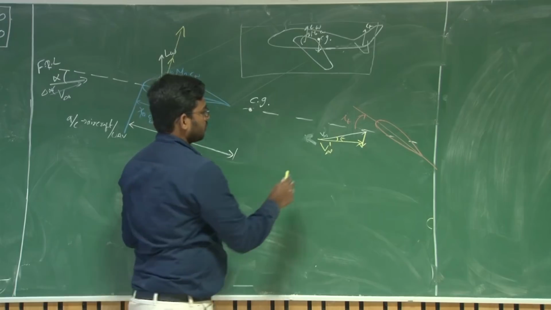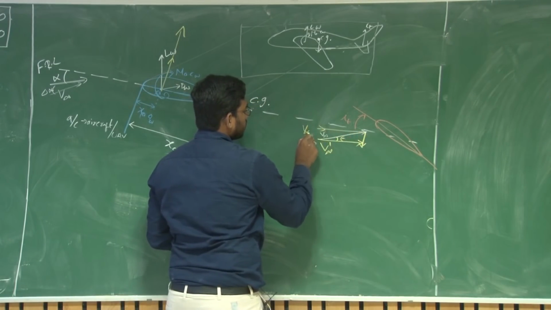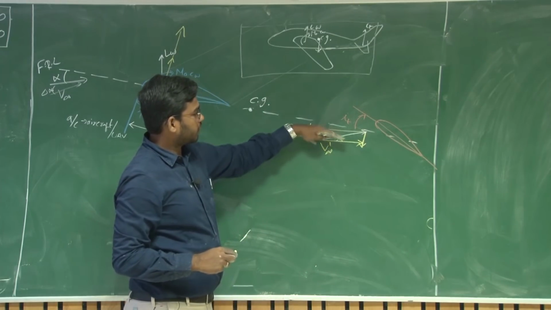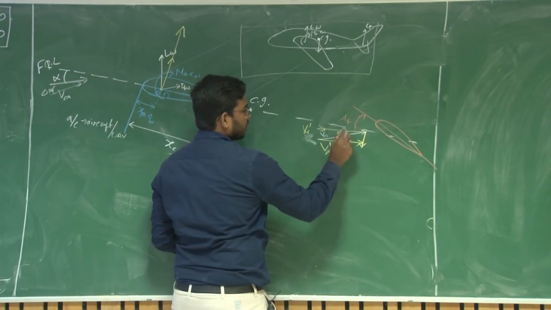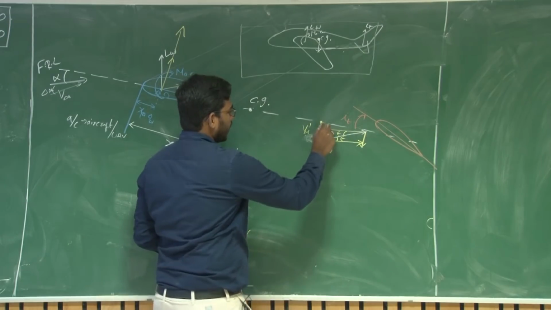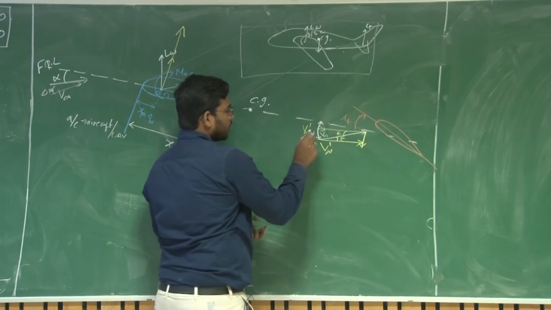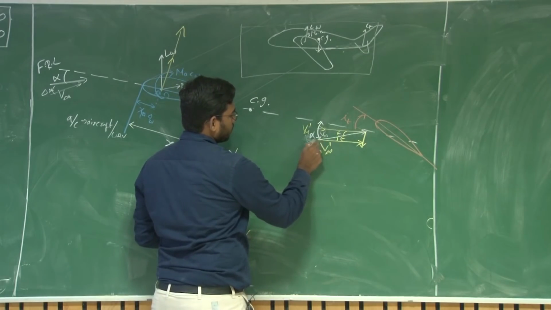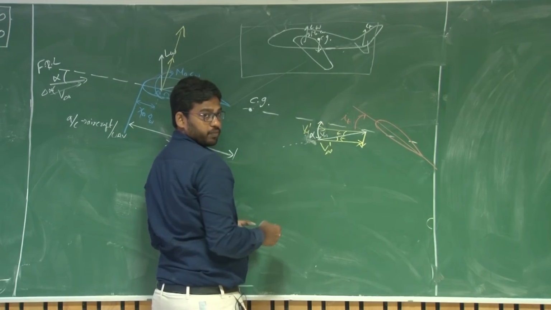Right. So now it becomes a bit flatter. Right. The V infinity prime will make a lesser angle compared to V infinity. These two are parallel and this angle is epsilon. So ideally this is your alpha t, right? With respect to V infinity and fuselage reference line, this is your alpha. Say this is your V infinity, right? This angle is your alpha.